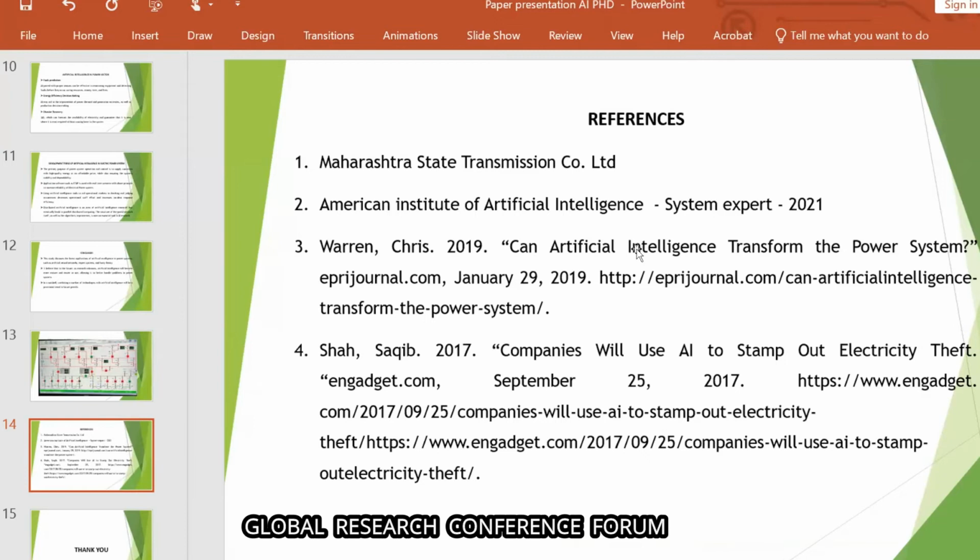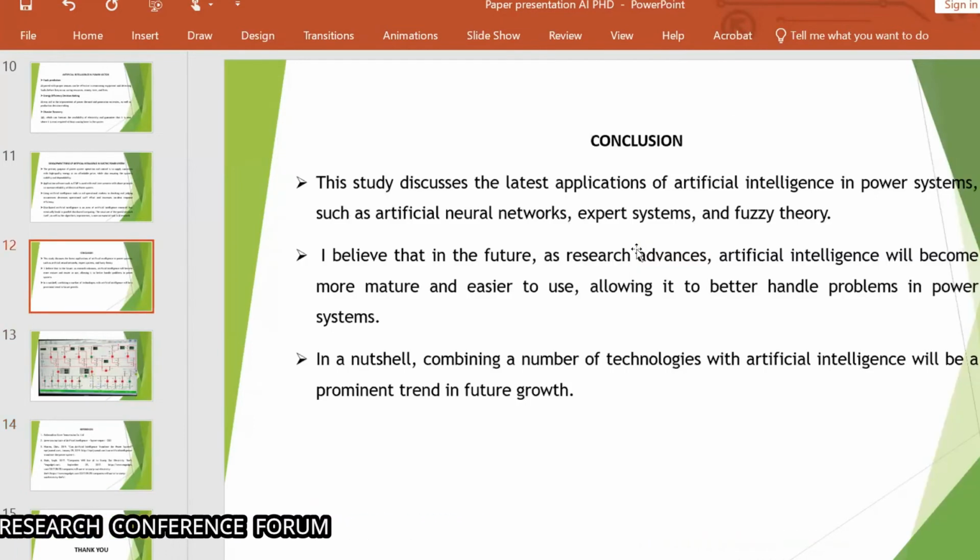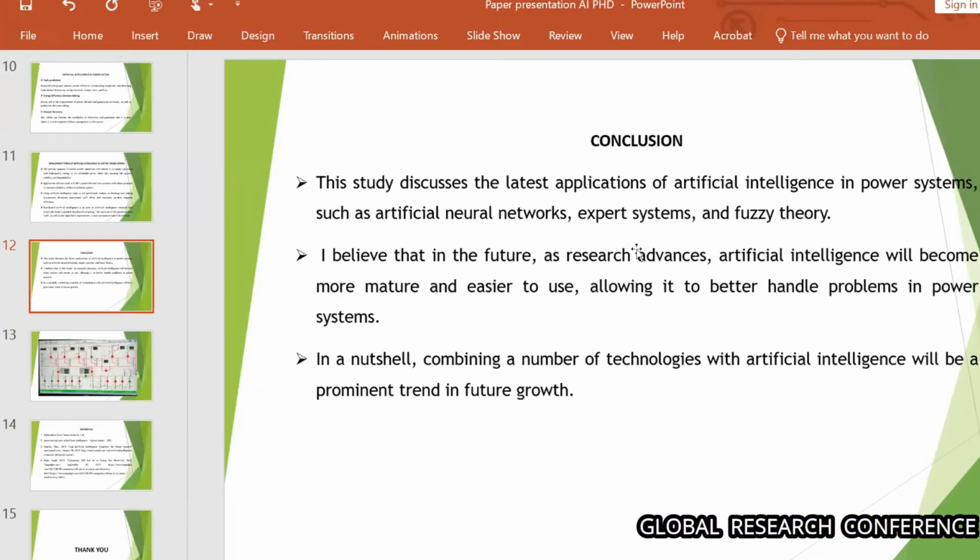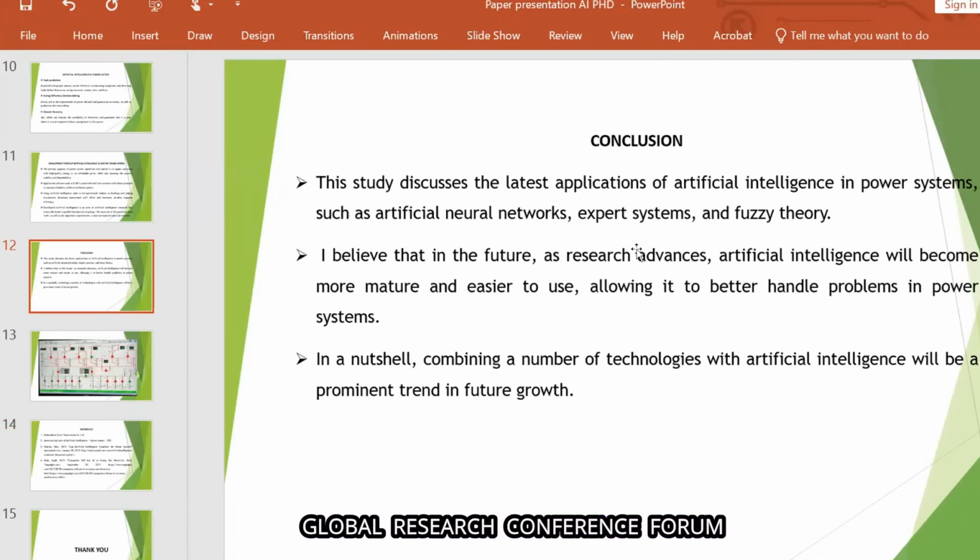And this is the final verdict in a nutshell: combining a number of technologies with artificial intelligence is the prominent trend in future growth. So this is the future.